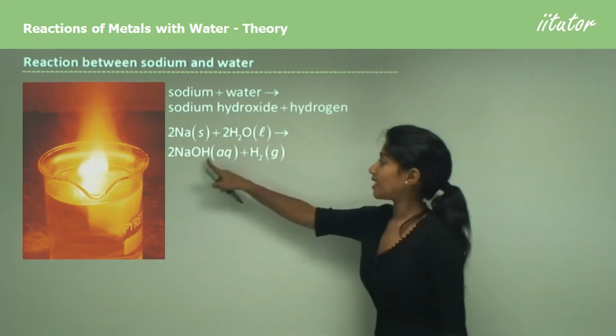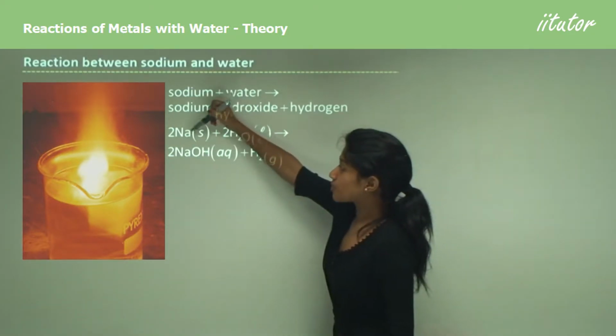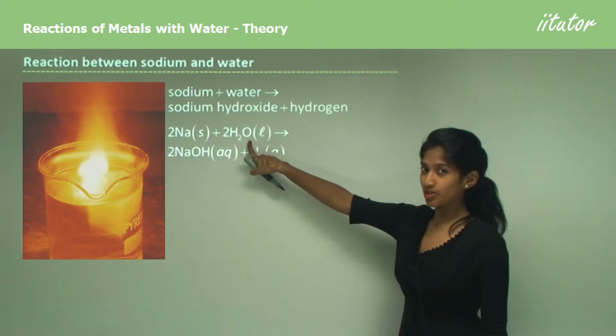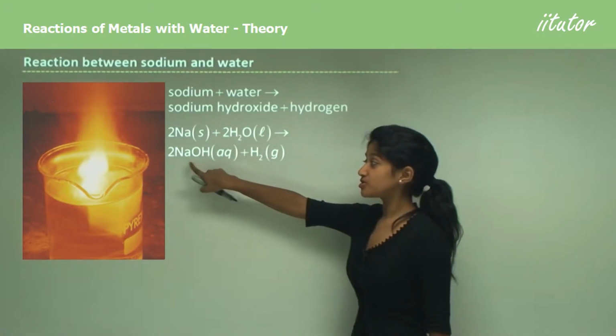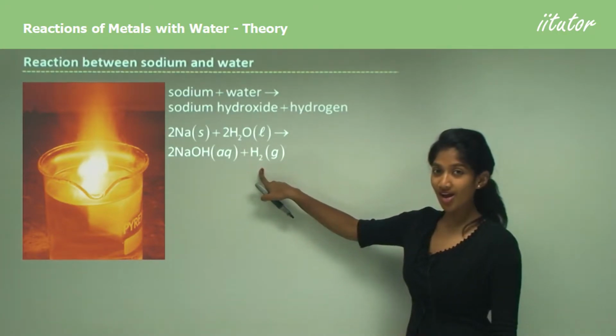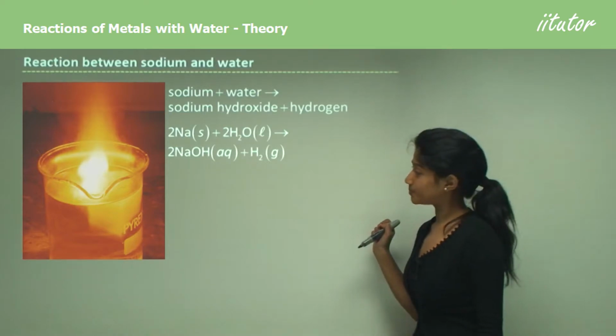And you have to balance all your equations. So we have two sodium molecules reacting with two water molecules, and they would produce two sodium hydroxide molecules along with one hydrogen gas molecule.